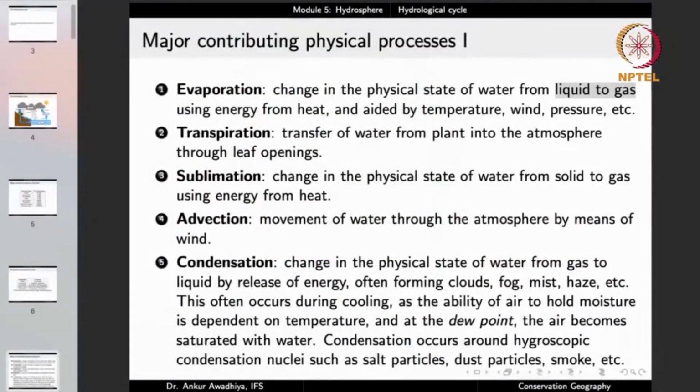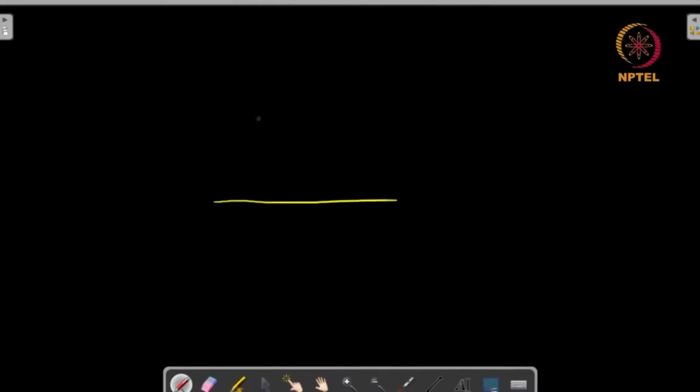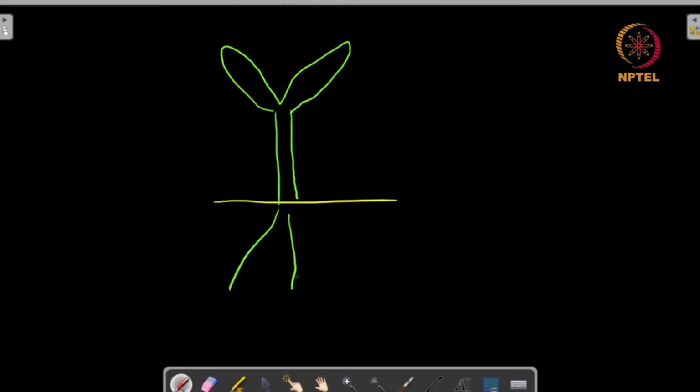So basically what it means is that if you have a plant, and here you have the root system, so the water that is there in the ground is taken up by these roots primarily through very small structures that are known as root hairs. Now root hairs are there to increase the surface that is available to gather water. So these are the root hairs.